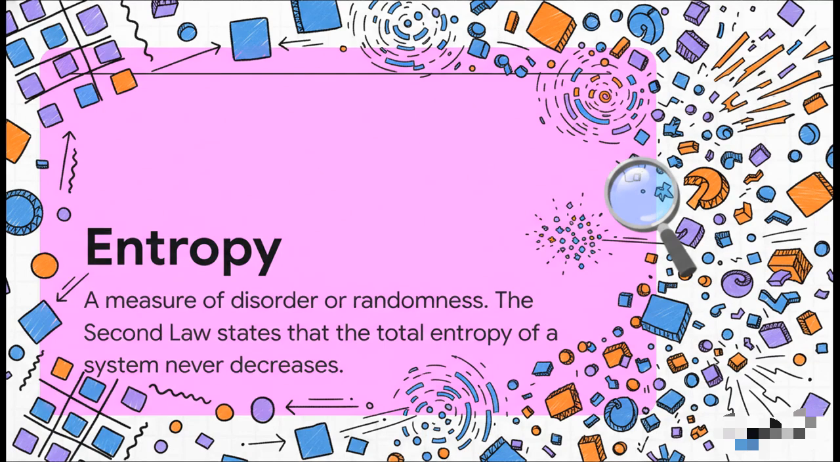The easiest way to think of entropy is just a measure of disorder, or randomness. And what the second law tells us is that the total entropy, the total disorder, of an isolated system, like our universe, can never ever decrease. It's always going up. It's this unstoppable march from order to chaos.